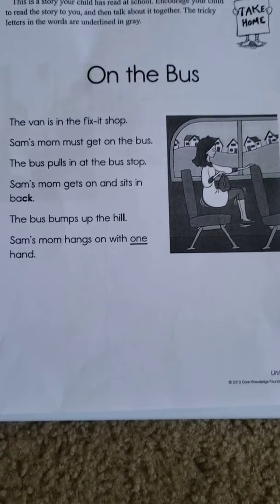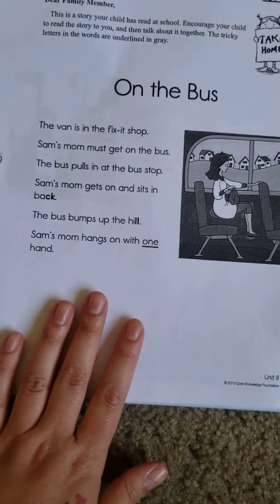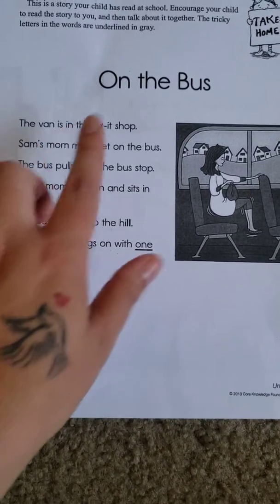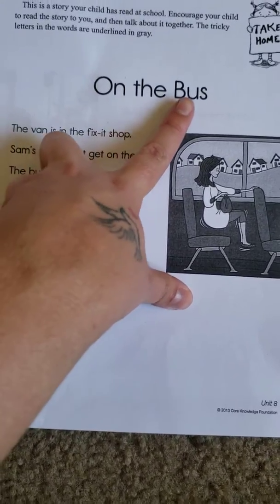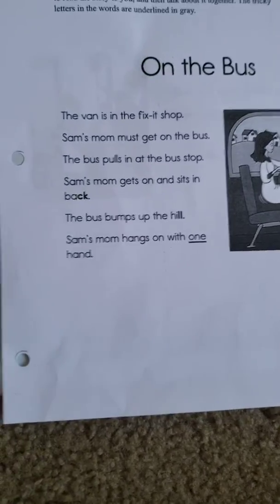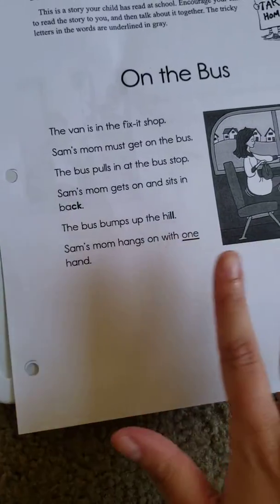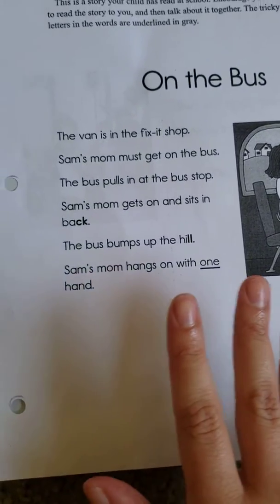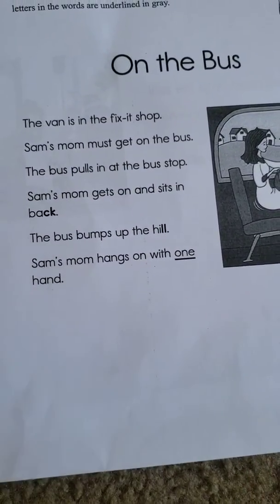Okay, moving on to part 2. So, this is the story you're going to be on in your Unit 8 reader. You're going to go to the story called On the Bus. Okay, I have it on this separate piece of paper because I don't have the reader in front of me. So, I'm going to be reading off of this, but it's the same story. So, I'm going to read through it once.